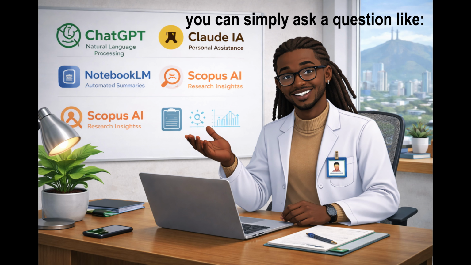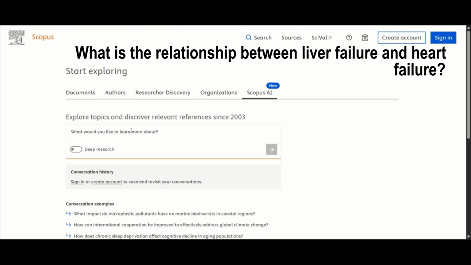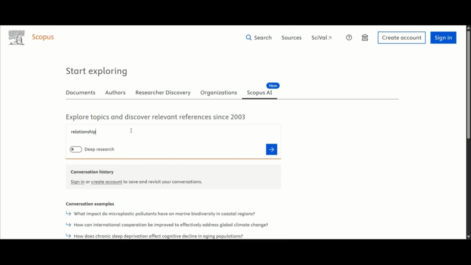Instead of building complex Boolean search strategies with multiple keywords and filters, you can simply ask a question like, "What is the relationship between liver failure and heart failure?" Scopus AI then generates a synthesized response, organizing the information into key themes and supporting each point with references to relevant studies.